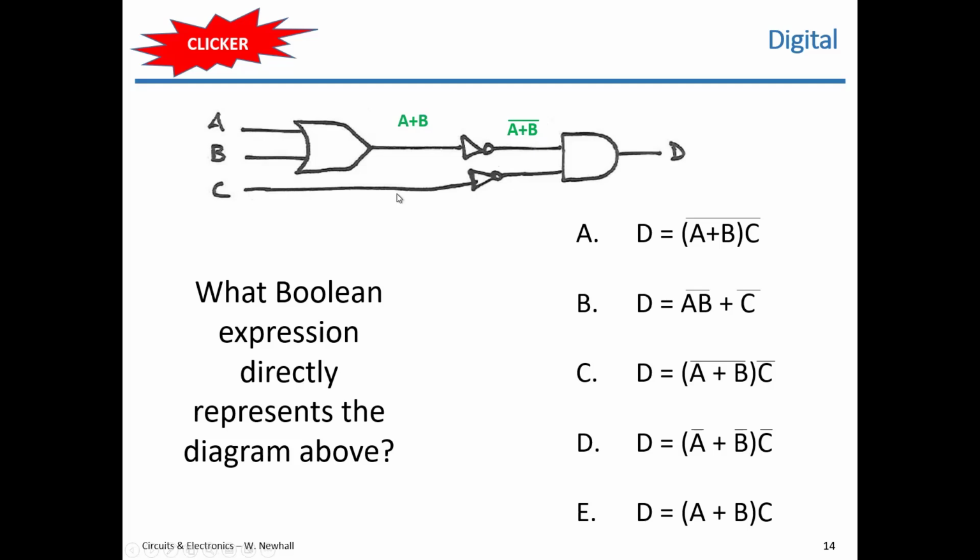I have C coming in here into an inverter. So right after the inverter, I get the inverse of C. Now this AND gate is going to multiply together these quantities, A plus B inverse multiplied by C inverse. So A plus B inverse times C inverse, that's written right here.